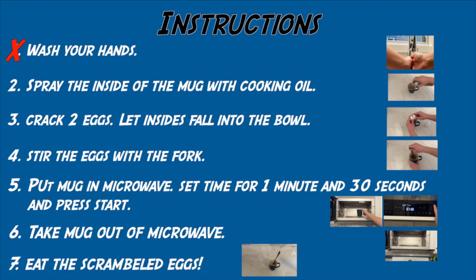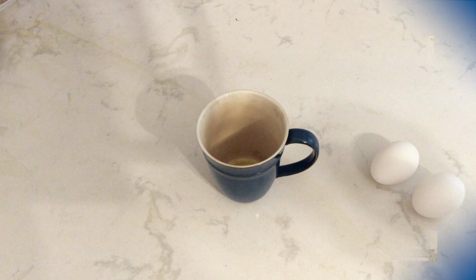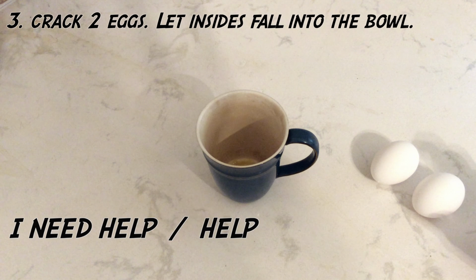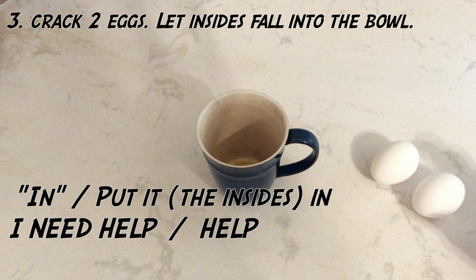We just finished step 2. What's the next step? Crack 2 eggs. Let the insides fall into the bowl. Follow the direction. If this task is too difficult for your student, model the phrase, I need help. After they request for help, help your student complete this task. In this situation, after your student requests for help, have them give you the command in, as in, put it in.